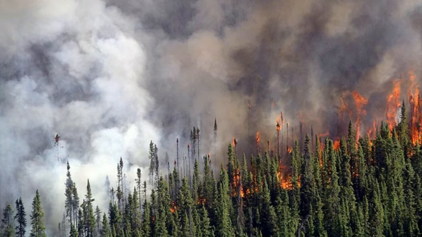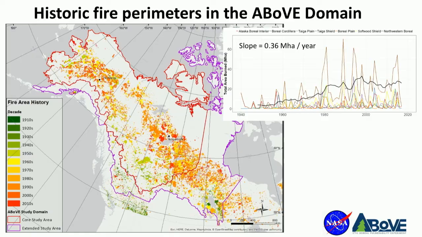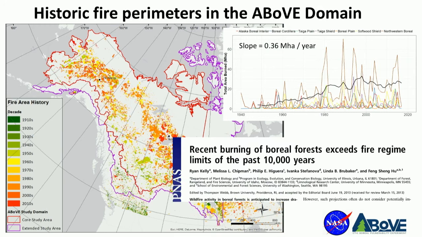We have evidence that with climate warming, the footprint of fire is growing in the high northern latitudes. In the boreal forests of western North America, the area burned is increasing by about 0.3 million hectares per year. And we know that in some regions, at least from the paleo record, this rate of burning exceeds the historic rates during the Holocene. So fires are burning more area. They're burning more deeply into the thick organic layers that characterize these ecosystems. And they're returning more frequently to the same place in space.